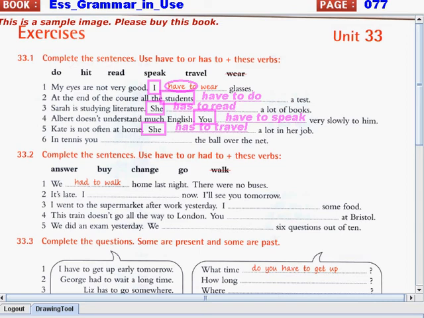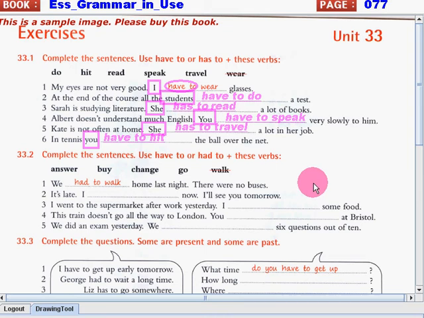Next, in tennis, you blank the ball over the net. Here, our subject is you. Of course, we have to use have to. You have to. And we only have one left verb, and that is hit. You have to hit the ball over the net. Very good, everyone. So as you can see, it's easy to make sentences using have to or has to. Now let's go on to the next exercise.